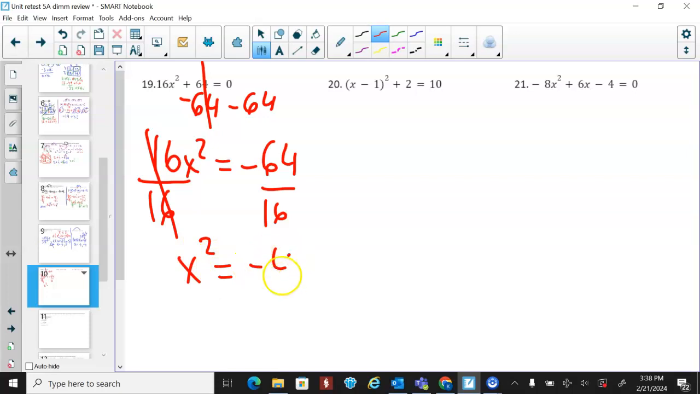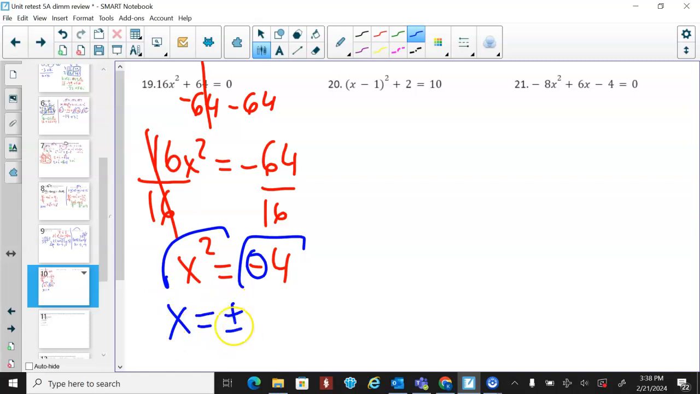-4. Now, because I have a negative number, to get rid of the square, I'm going to square root it. Boom. That tells me I have an i. It's going to be a negative. Okay, so it's going to be x equals plus or minus, because remember we have possibilities, and it's going to be 2i. Okay?